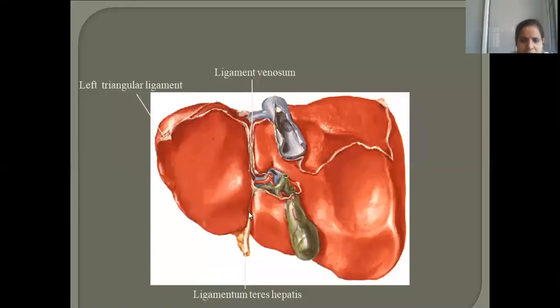Now, this is actually the posterior surface and the inferior surface of the liver. If you observe this picture, you are finding there are cut sharp margins here. This is actually the covering of coronary ligament. So the coronary ligament will have a superior layer and an inferior layer. Two layers of coronary ligament. And actually this is the area which is not covered with peritoneum.